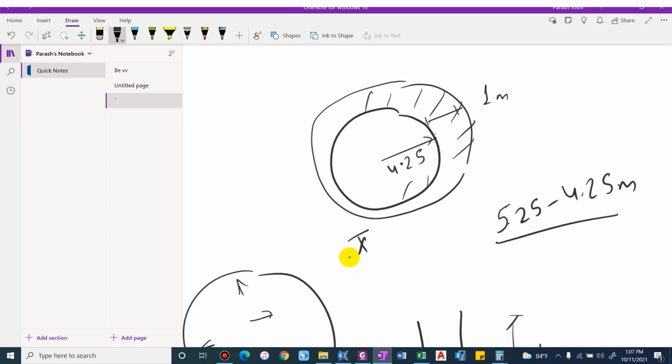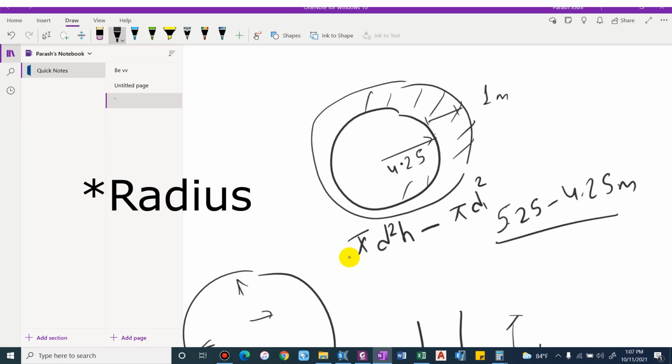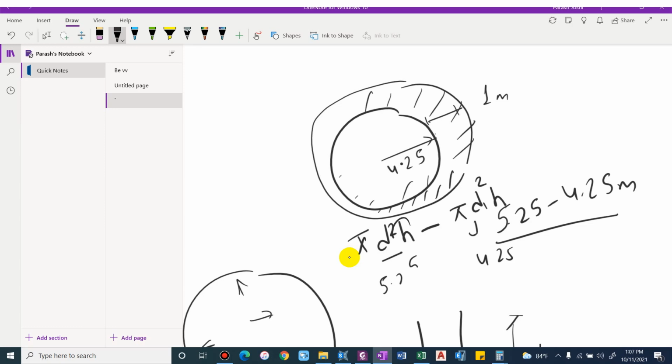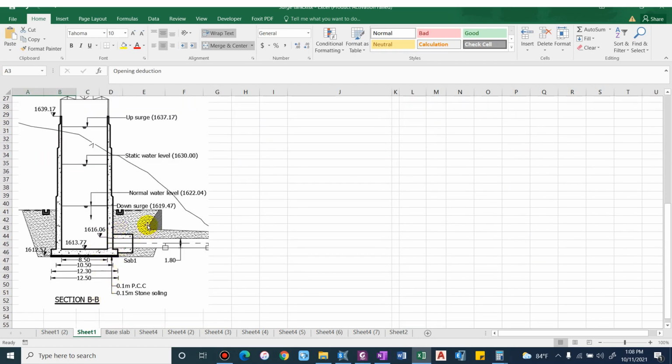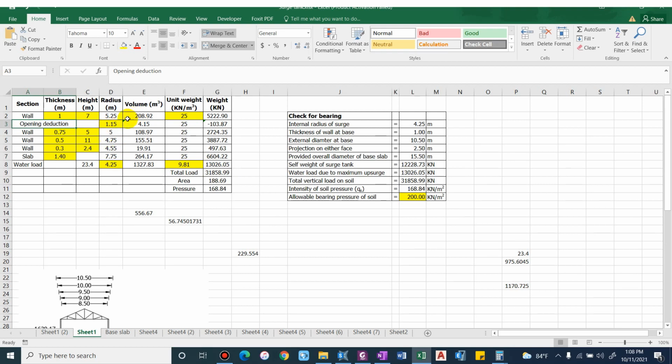So pi D square h minus pi D dash square h. Firstly the diameter is 5.25, and in this case it is 4.25, and we'll get this much area or this much volume considering h. So 208.92, multiply this with unit weight of concrete, 5222.9.